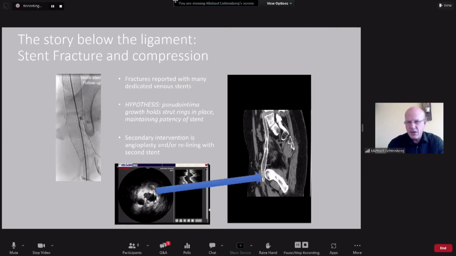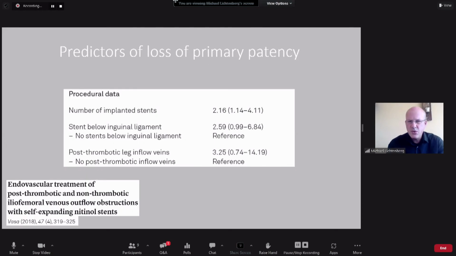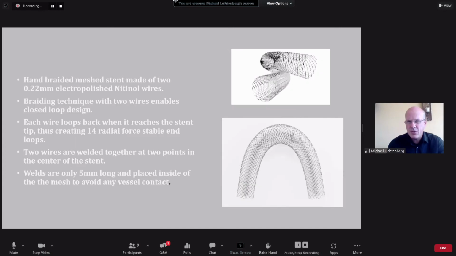Below the ligament, we are facing a lot of challenges, and this is my last topic here. Below the ligament is a different story. We know about stent fractures below the ligament, already published in 2017 from the London group. As you can see here, primary patency above or across the ligament shows a significant difference, for example, for Wallstent or Venovo stent. So below the ligament, different roads. And Niels Cooper also showed this in 2018. A stent below the ligament is definitely high risk for restenosis. So we need dedicated stents for below the ligament.